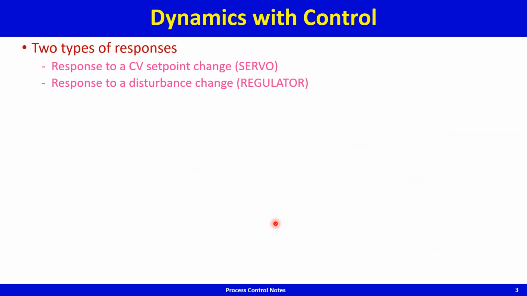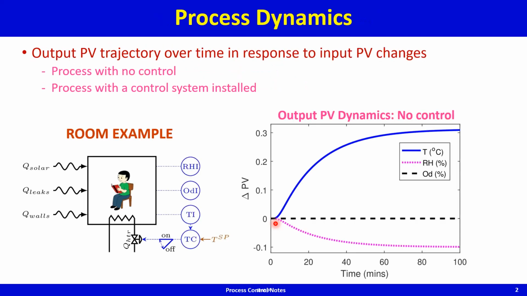If you look at the control system again, the room example again, when the temperature controller is switched on, there are two things that can happen. The operator or user may change the temperature set point, or there may be changes in the Q leaks, Q walls, Q solar, etc. There may be changes in the disturbances, measured or unmeasured.